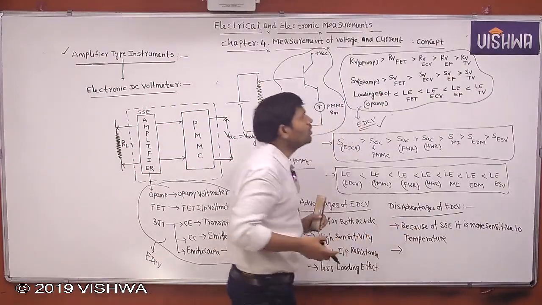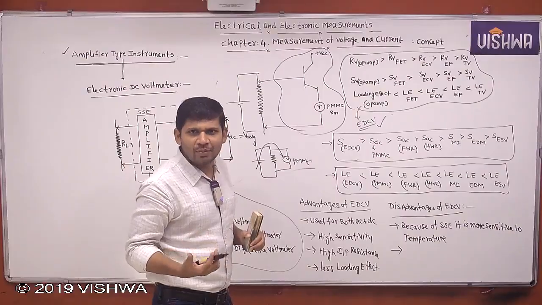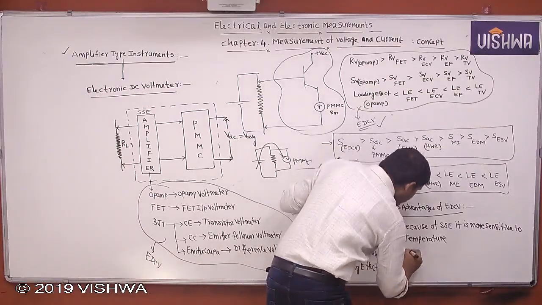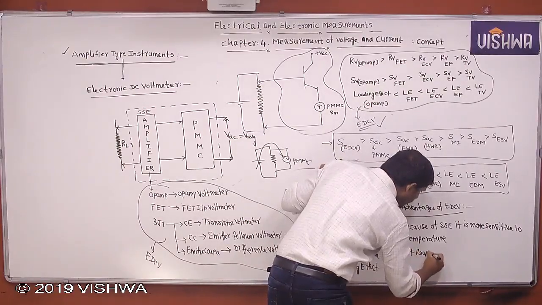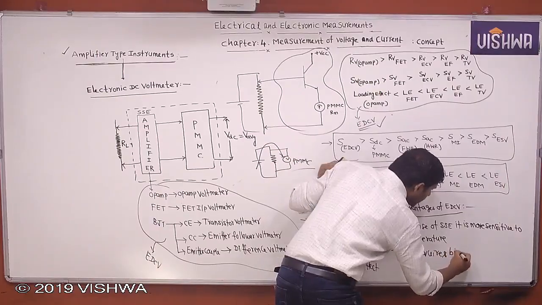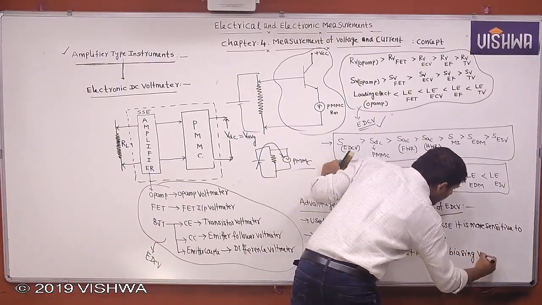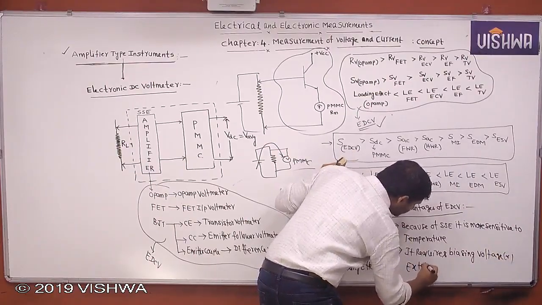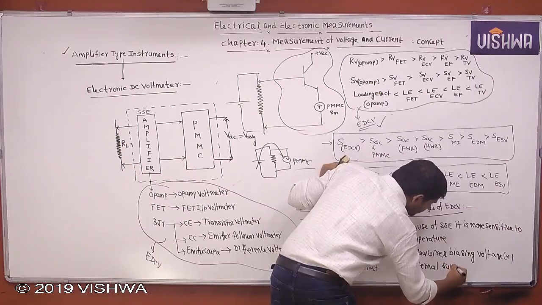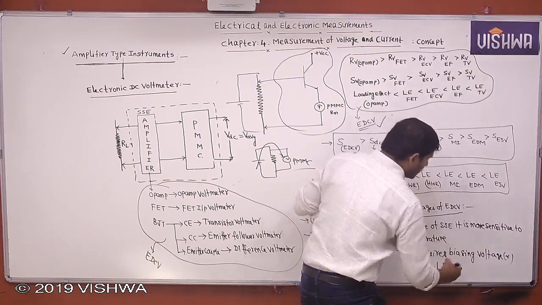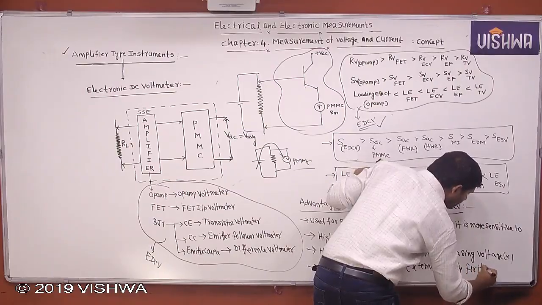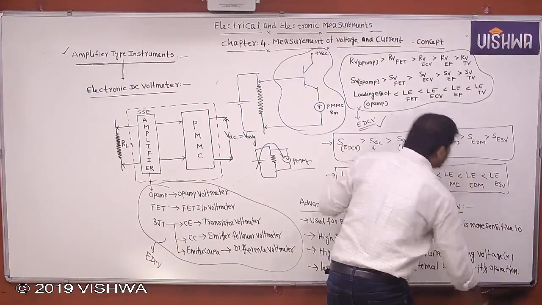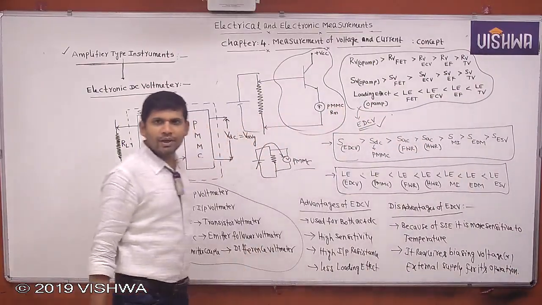Which of the following voltmeters requires external supply for its operation? The electronic DC voltmeter requires external supply for its operation. That is, it requires biasing voltage or external supply, because of plus VCC. Okay, these are the drawbacks of the electronic DC voltmeter. These points you remember to answer mainly theory questions.